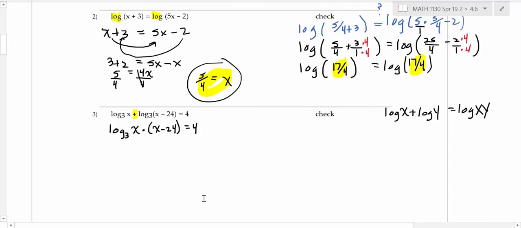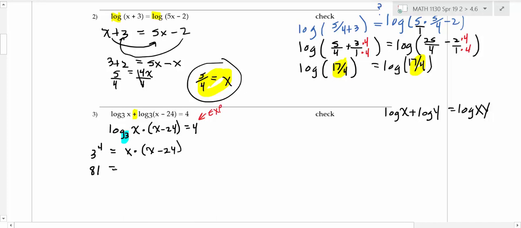Okay, so you have to get into using the properties of logs now. Okay, so now what you would do is, since you put that together, you would write it in exponential form. Okay, so your exponential form, this is your base, and the 4 is your exponent. Okay, so you would write this as 3 to the 4th power, like that, is equal to x times x minus 24, like that. Okay, and you're going to end up with a quadratic equation, which you solve either by factoring or quadratic formula.